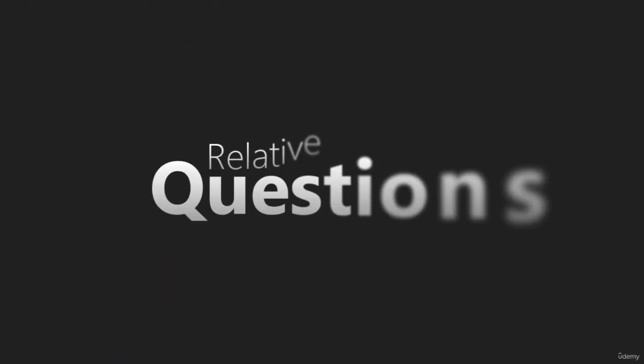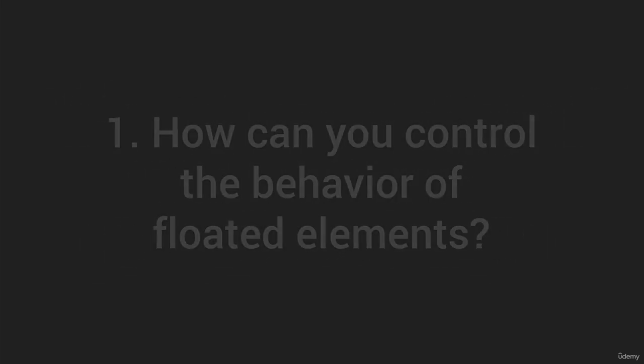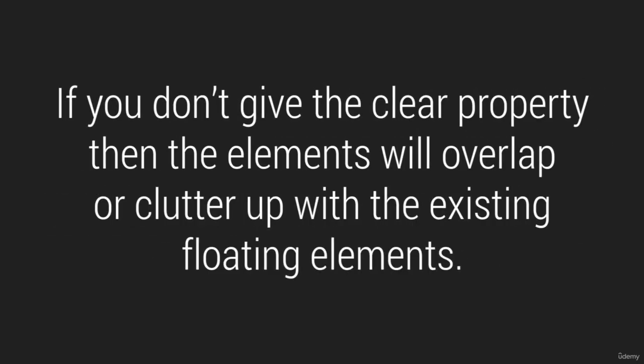Let's talk about relative questions. So the question is, how can you control the behavior of floated elements? If you don't give the clear property, then the elements will overlap or clutter up with the existing floating elements.